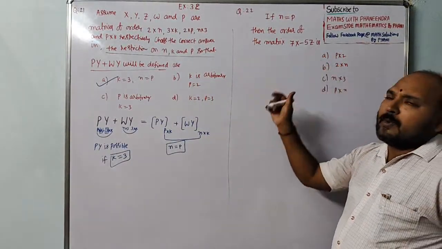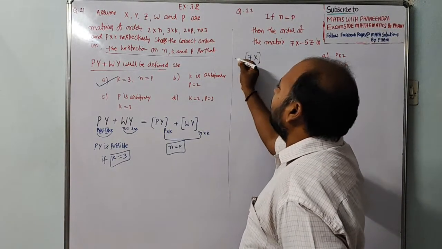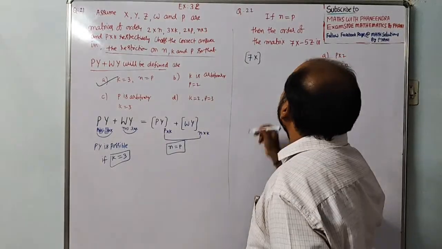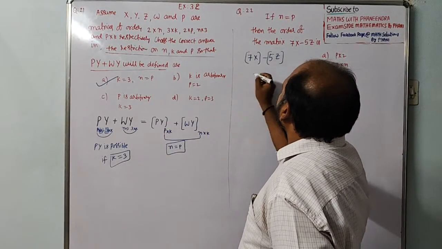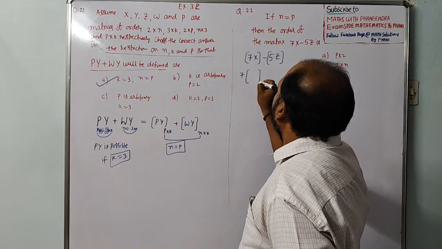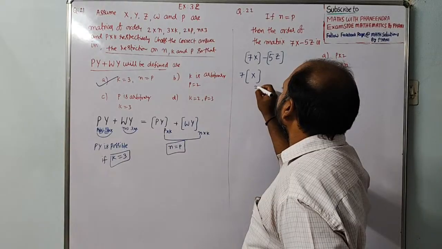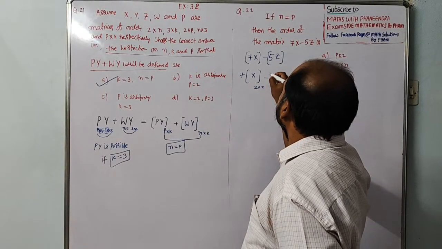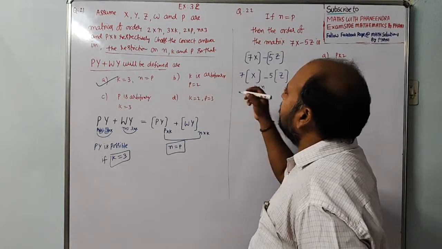Here, difference of two matrices, 7X order. 7 is a scalar. We can bring out, not a problem. Minus 5Z. So 7X, X matrix. What is the order of the X matrix? 2 by n only, no? 2 by n minus 5, bring out Z matrix. What is Z matrix order? 2 by p.